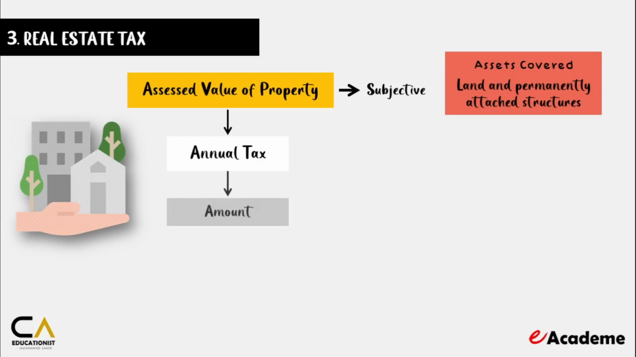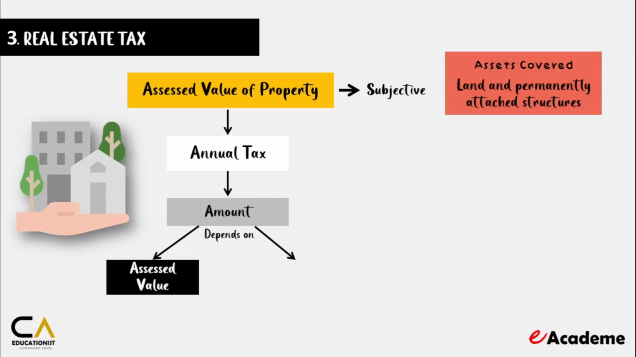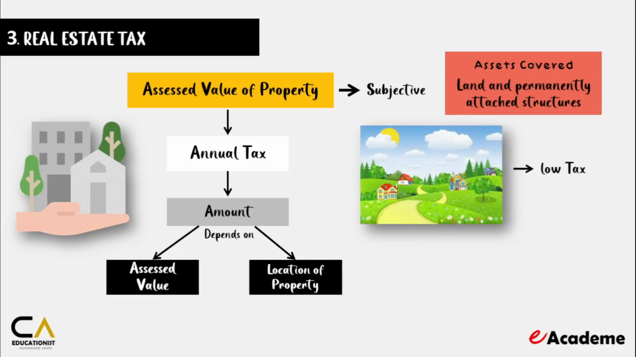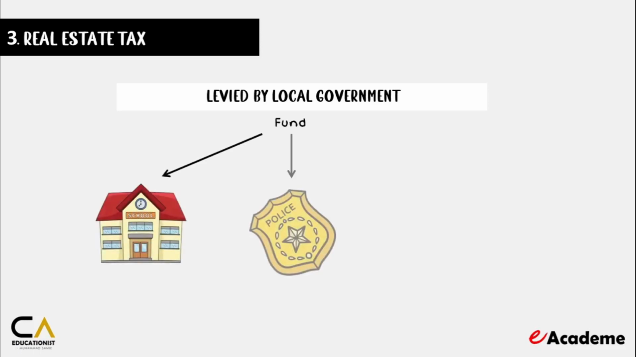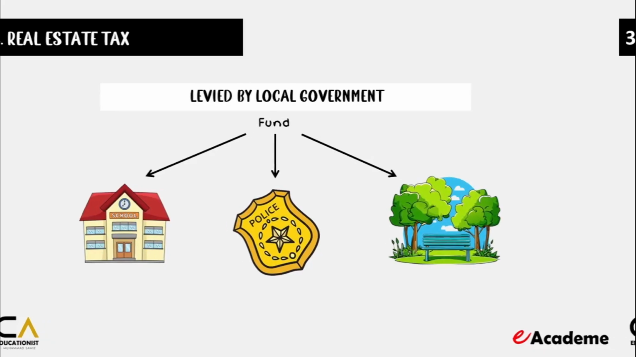The amount of real estate taxes you pay will depend on how much your immovable property is valued as well as the part of the country where it is located. For example, an immovable property located in a rural area is likely to be subjected to low real estate tax rate than a property located in a big city. This tax is usually charged by the local government of the municipality in which you own your property, and tax revenue from real estate often funds local resources like schools, police, parks, etc.